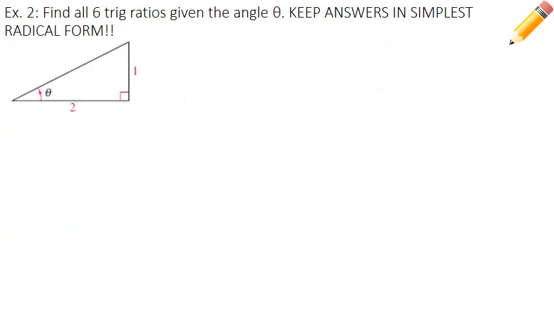Let's look at example number 2 now. We want to find all the 6 trig ratios given the angle theta in the picture below. Keep our answers in simplest radical form. Yes, radicals are back, people.